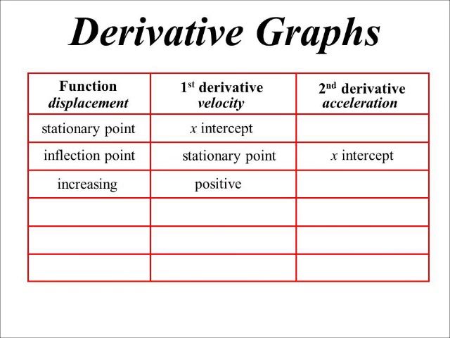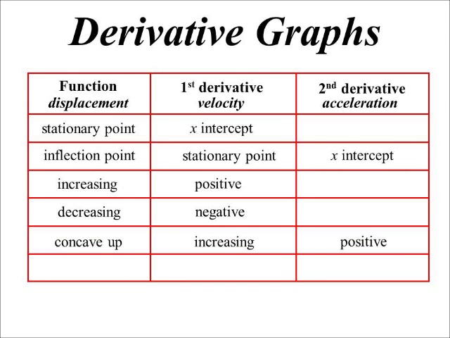If the original graph is going up, it's increasing, then we know the first derivative is positive. So velocity would be above the axis. And if it's decreasing, it'll be negative. That doesn't really help us much with the acceleration graph, but the concavity will.